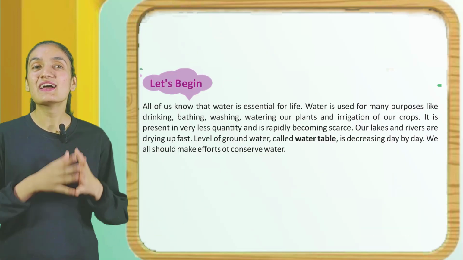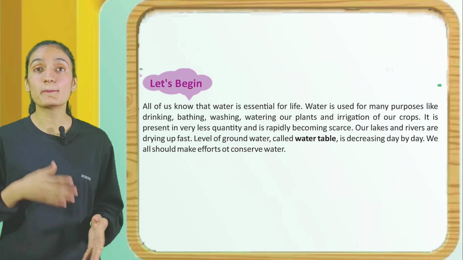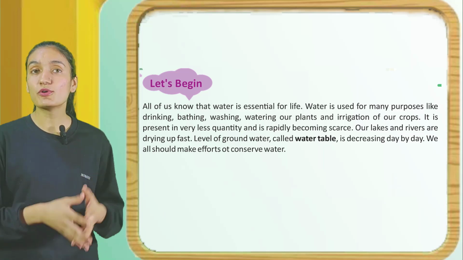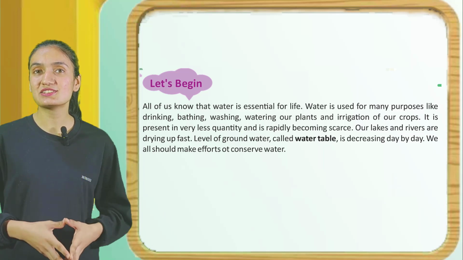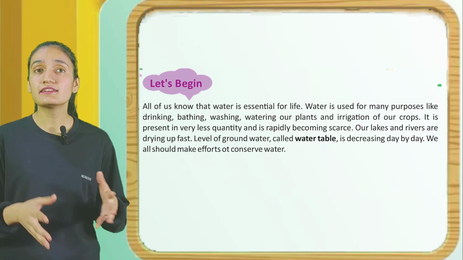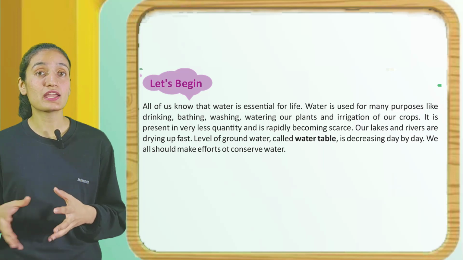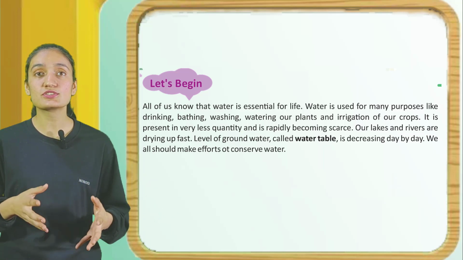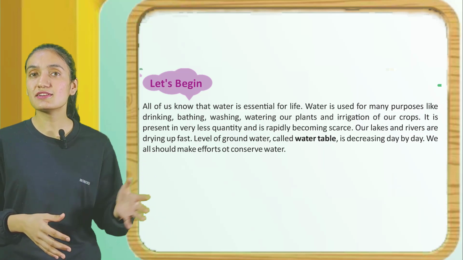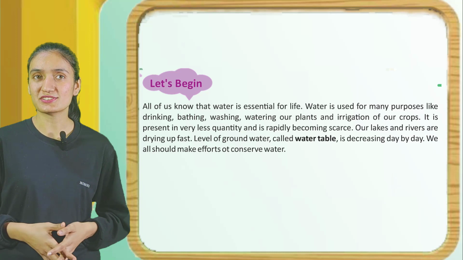Now let's begin. All of us know that water is essential for life. Water is used for many purposes like drinking, bathing, watering our plants and irrigation of our crops. It is present in very little quantity and is rapidly becoming scarce. Our lakes and rivers are drying up fast. The level of groundwater, called the water table, is decreasing day by day. We all should make efforts to conserve water.